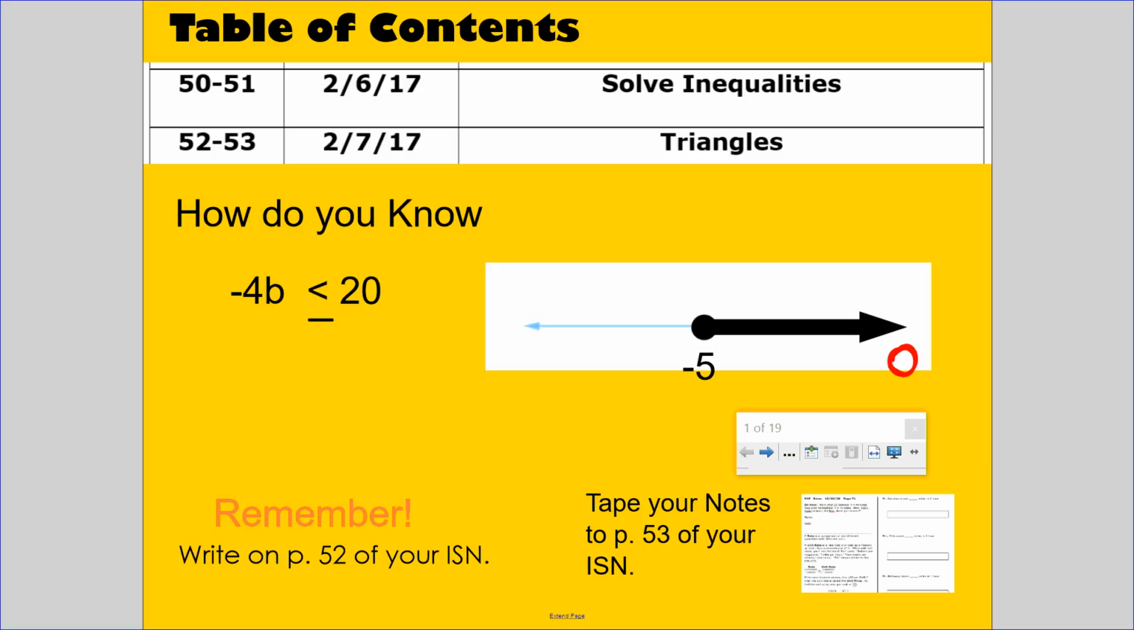But let's see why. Remember, when solving an inequality, it's like solving an equation. You need to isolate the variable b. In order to isolate the variable b, you need to do the inverse operation of multiplying by negative 4. So the inverse is divide by negative 4. Divide by negative 4. This cancels. 20 divided by negative 4 is negative 5.